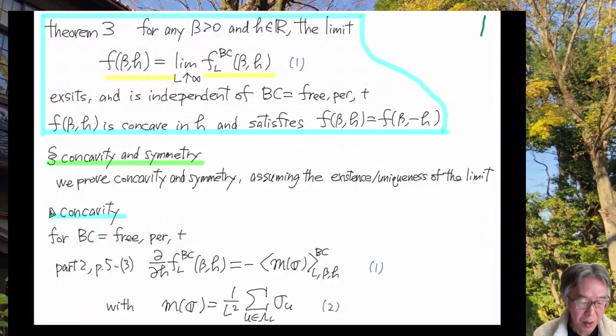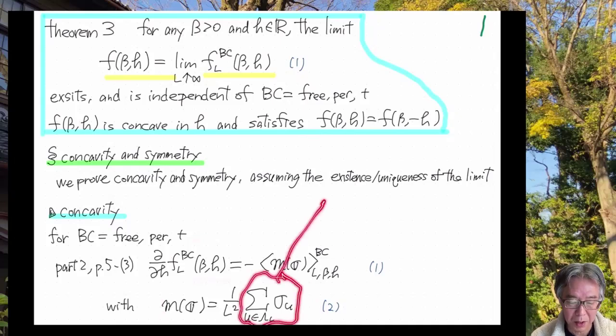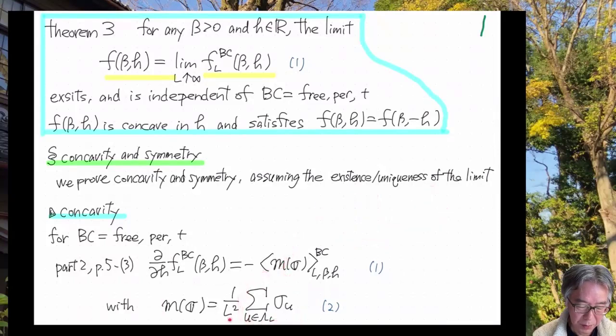And then in part 2, page 5, we have seen that if you consider the h derivative of f, you get this expectation value of the magnetization density. I think I didn't define this before, but anyway, this is the total spin. So this can be interpreted as total magnetization. And then I divide this by the number of spins. So this is the magnetization density as a function of sigma. And then I take the expectation value.